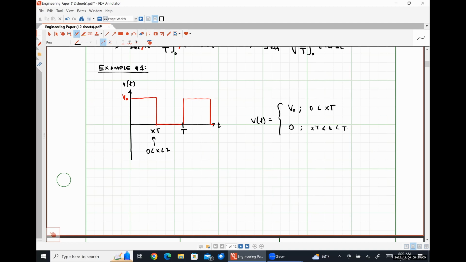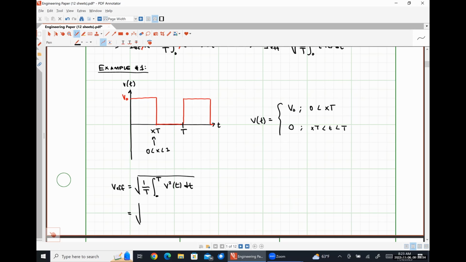So in order to find the effective value, I'm going to apply my equation. So that's the square root of 1 over capital T times the integral from 0 to capital T of my voltage waveform squared with respect to time. And now I'm going to put in the parameters for this specific voltage, right?